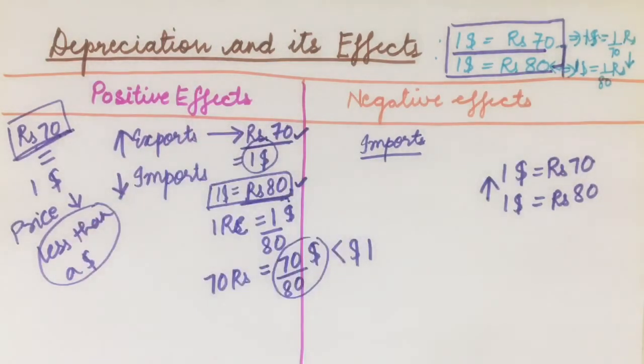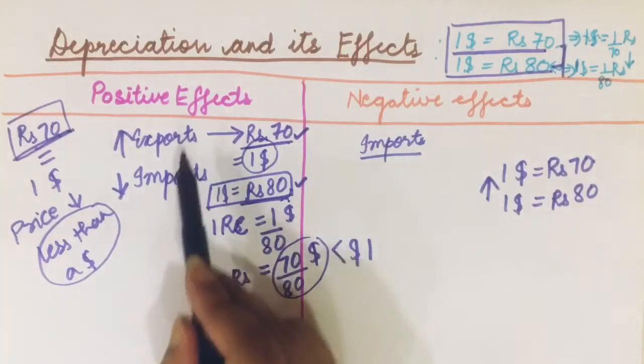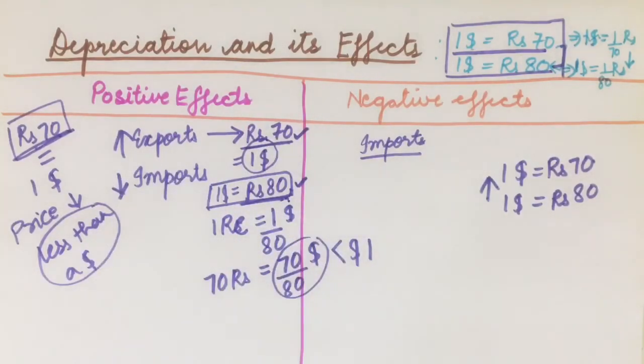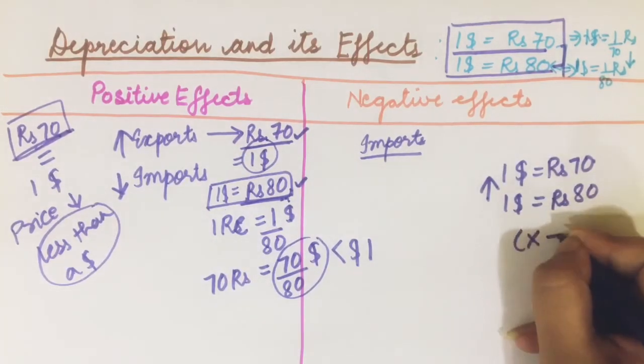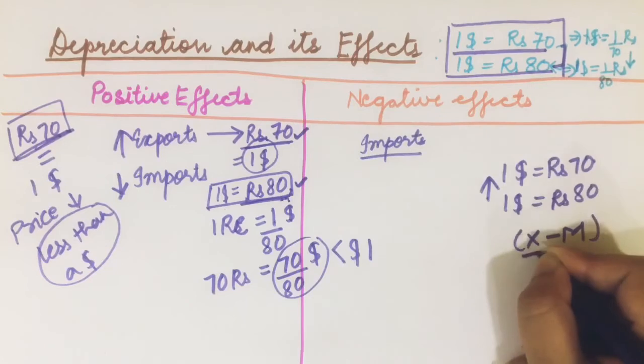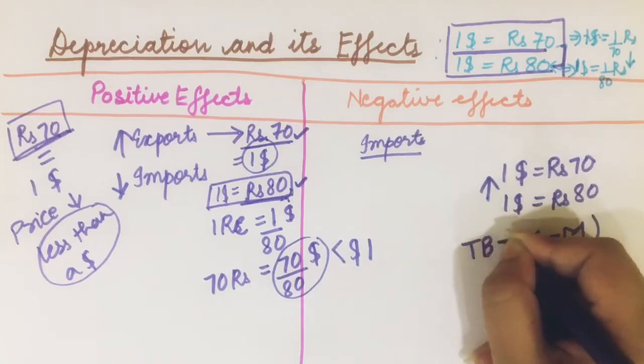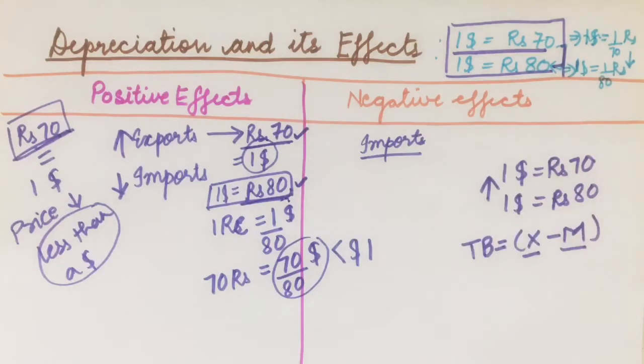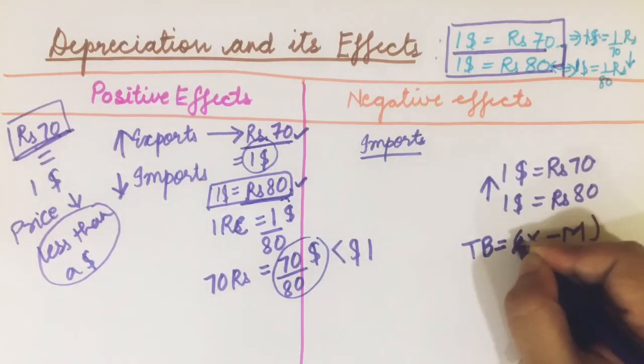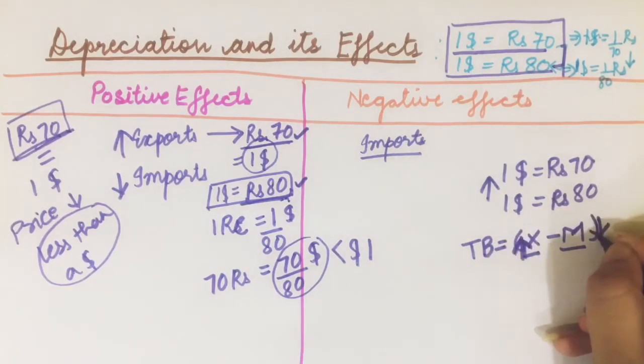So why is this a positive effect? Why are exports and imports written on the positive effect side? This is because my trade balance is given by X minus M, where X is my exports and M is my imports. This is my trade balance. A positive trade balance is considered good. Why? It will fill the reserves of a country. So now my exports are going up and my imports are going down.